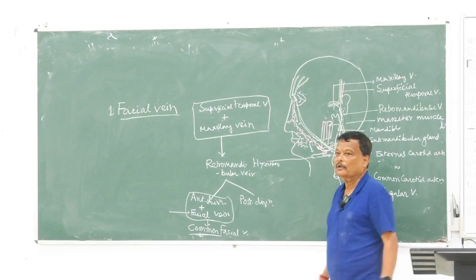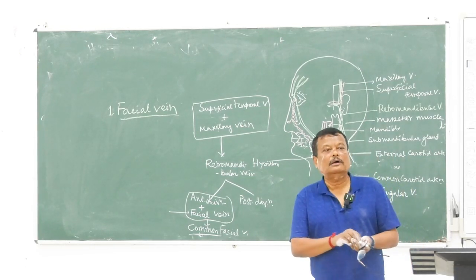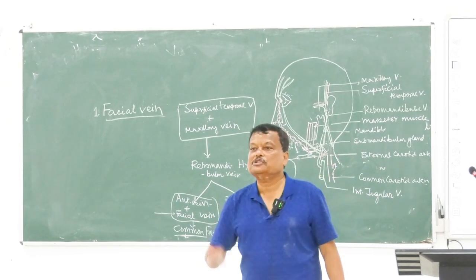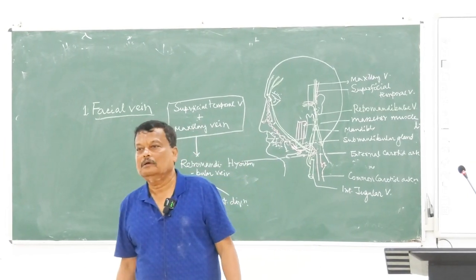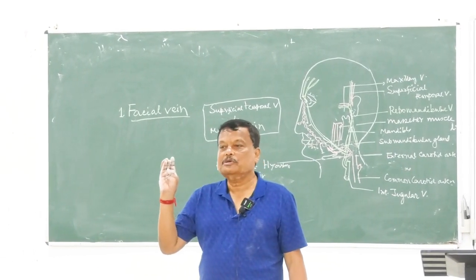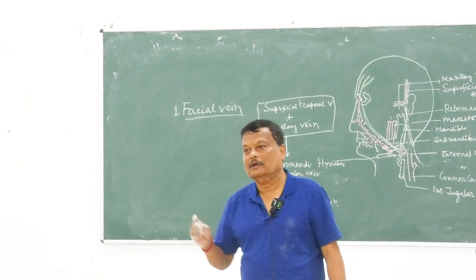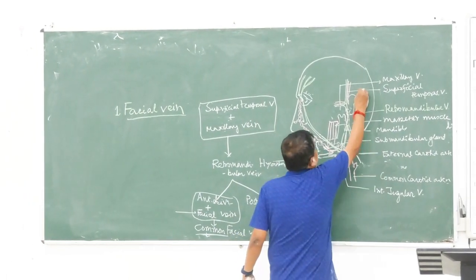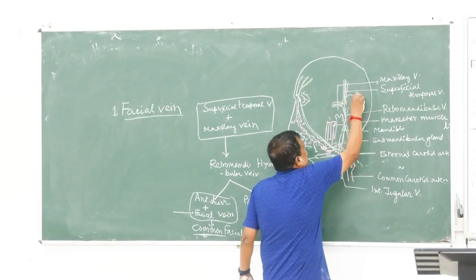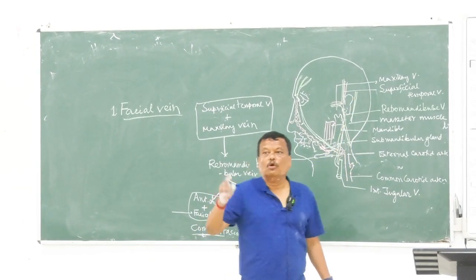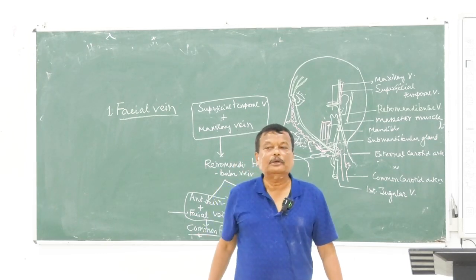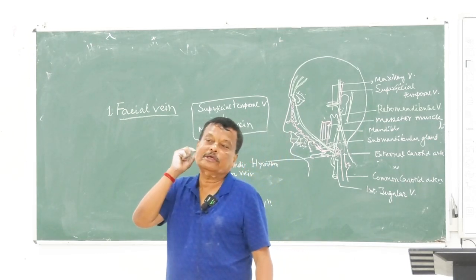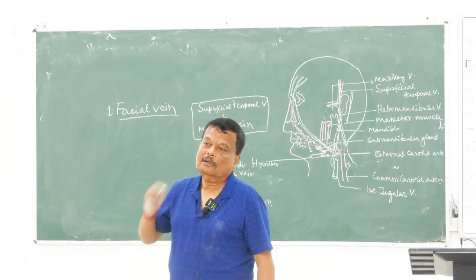Posterior division টা কি করে? আগেই বলেছিলাম, what are the posterior branches of the external carotid artery? Posterior occipital artery and posterior auricular artery. সেরকম posterior auricular vein রয়েছে। কেন এটাকে posterior auricular vein বলছে? Because it courses along the auricle, posterior to the auricle.